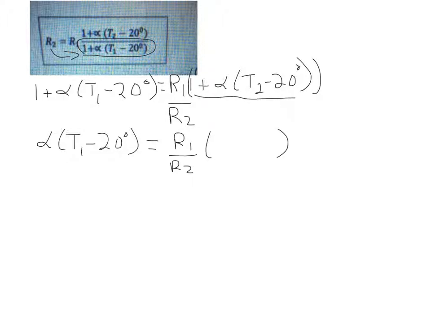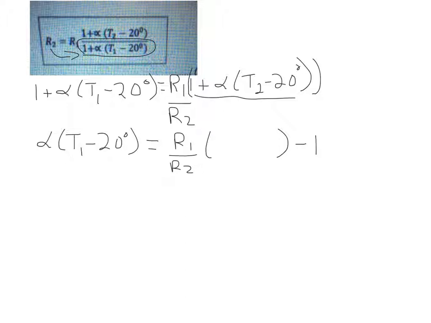And so as we chip away at the T1, let's keep the alpha T1 minus 20 degrees on this side. And then we've got this R1 over R2. And I won't rewrite that whole big bracket. It's just all of this that you have to put in there again. I'm just going to bring this 1 over and minus it from that whole thing.